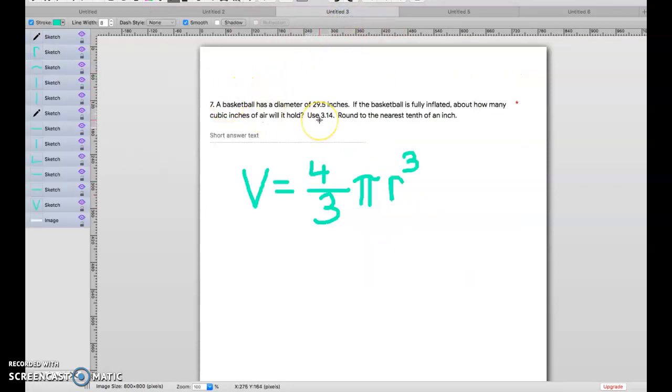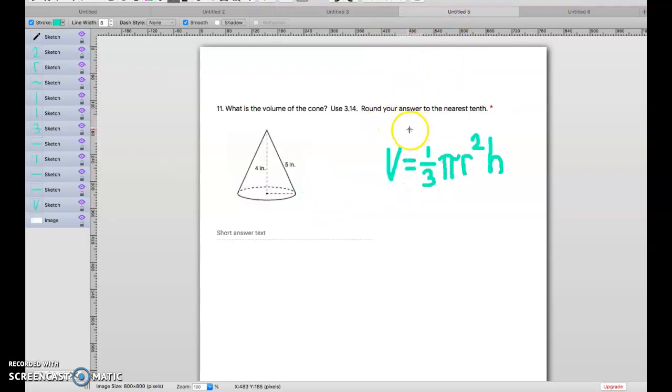Problem 7, this is just a volume problem about the volume of a basketball, which is a sphere. So here is the formula for the volume of a sphere: 4/3 times pi times r cubed. Maybe you want to pause this video and copy that.